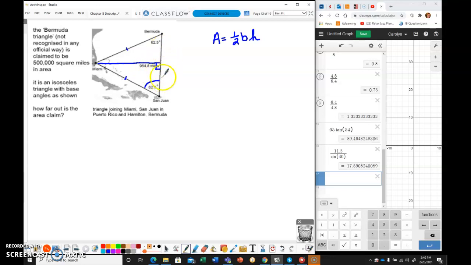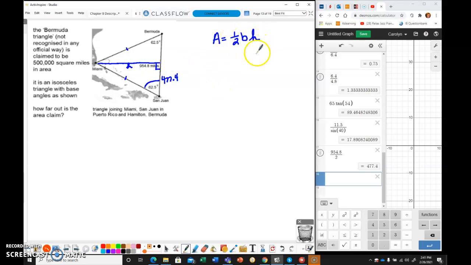So what we could do is divide it in half to figure out what half of this base is for this one triangle. So I'm going to do 954.8 and divide it in half. And that's going to tell me that this side here is 477.4 miles. So according to my diagram right now, I have an angle measure. I have the adjacent side. But what I actually need is the opposite side. That's going to be the height of my triangle that I can apply into the area formula.